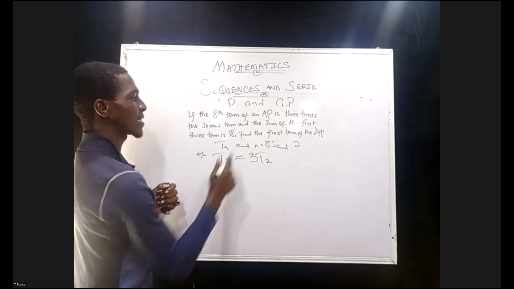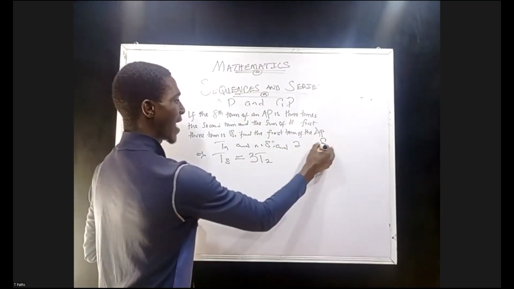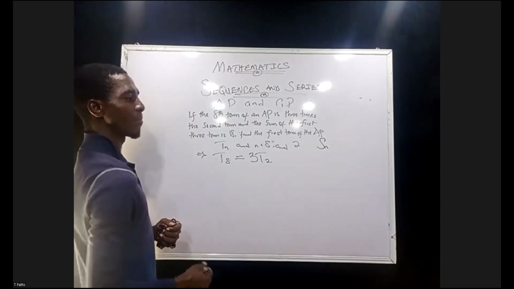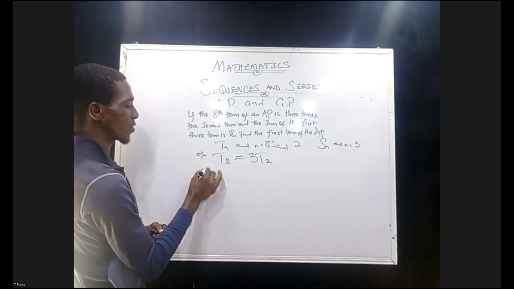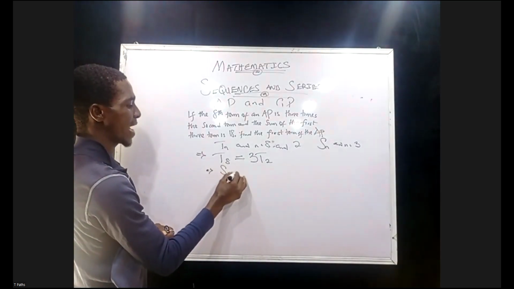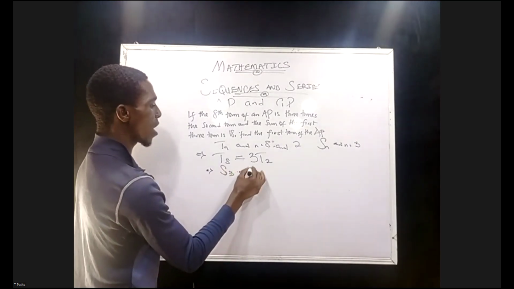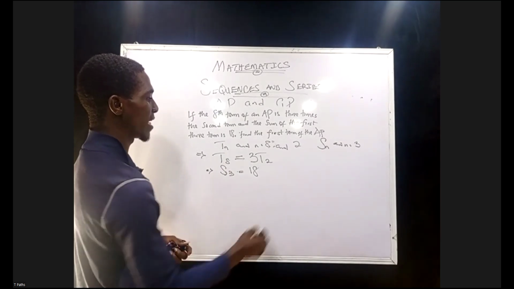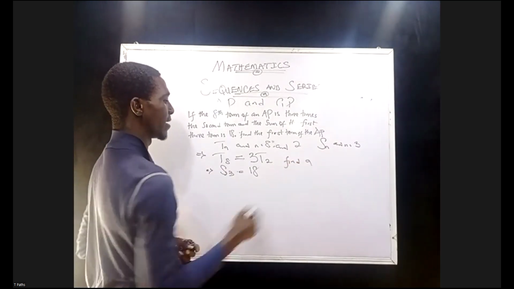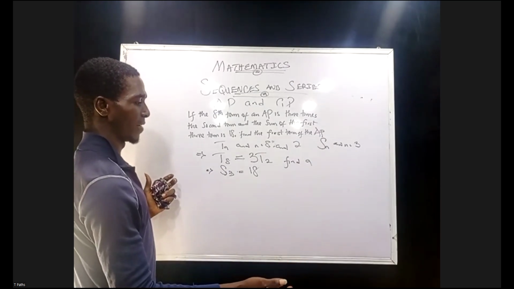The next sentence is, and the sum of the first 3 terms. Remember, S of n is the sum of n terms, and n equals 3. So this also implies that S of 3, the sum of the first 3 terms, equals 18. Find the first term of an AP. Find A. This is all we need. Then the mathematics can come in.